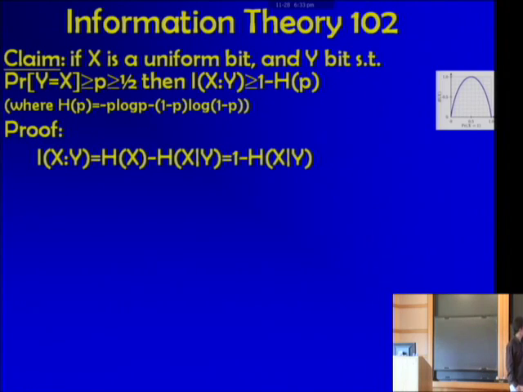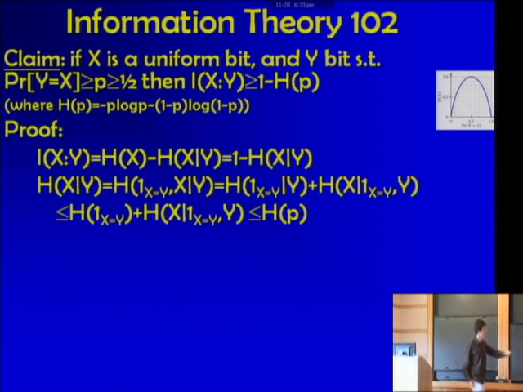The information between x and y is the entropy of x minus entropy of x conditional y. By definition, entropy of x is 1 because it's a uniform bit. So the mutual information, the thing we're trying to lower bound, is 1 minus the entropy of x given y. Okay, I haven't done anything yet. And now let's look at how we actually bound this conditional entropy. So the entropy of x conditional y, and this is the trick, I introduce another random variable. It's an indicator of x equals y.